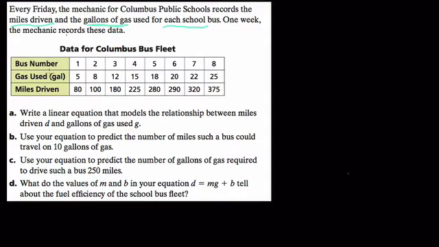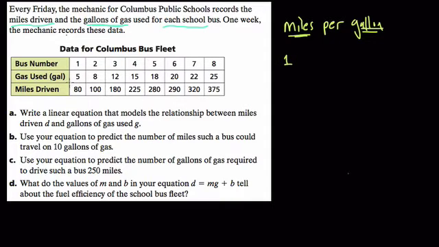You can see it here in the table. The bus numbers are different, right? 1, 2, 3, 4, 5, 6, 7, and 8. But what's happening here? Well, the gas used is 5 gallons, and we get 80 miles. So if you want to think of a rate, how many miles per gallon is usually a rate that we look at for each of these. So just to think about the data we're given, you would define miles per gallon, you would do miles divided for each gallon.